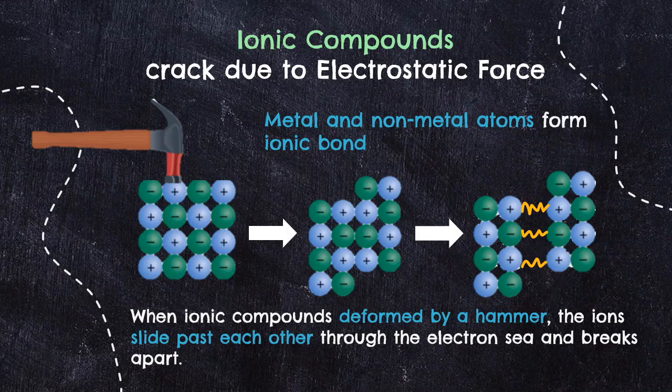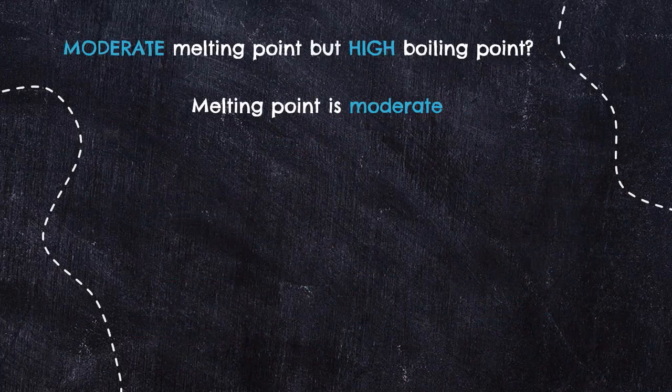Due to strong electrostatic forces of attraction contributed by the metal ions and the free-moving electrons, metals are said to have moderate melting point and high boiling point. So why is one moderate and the other one high? Well, it all depends on the attractions between movable cations and the mobile electrons during the particular process.